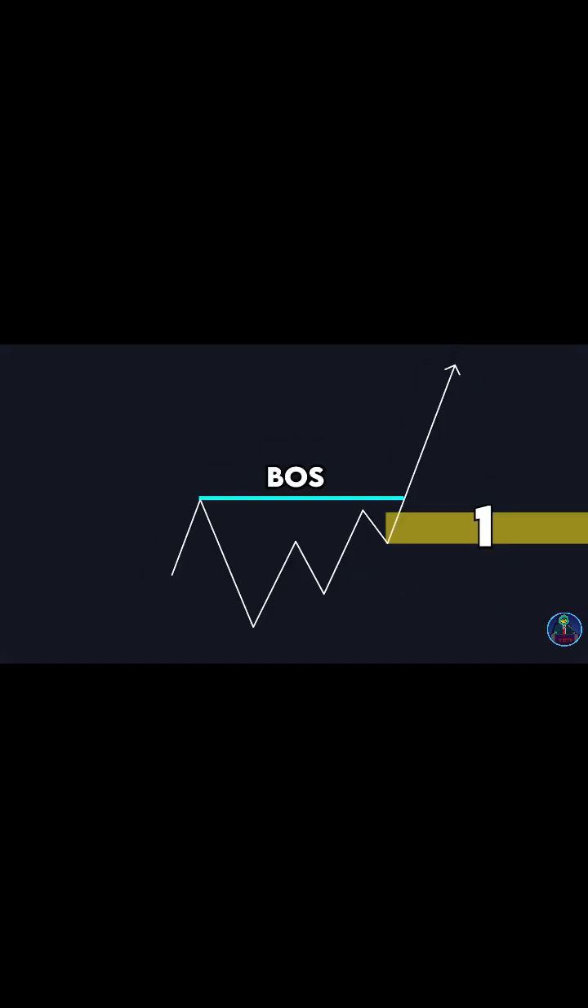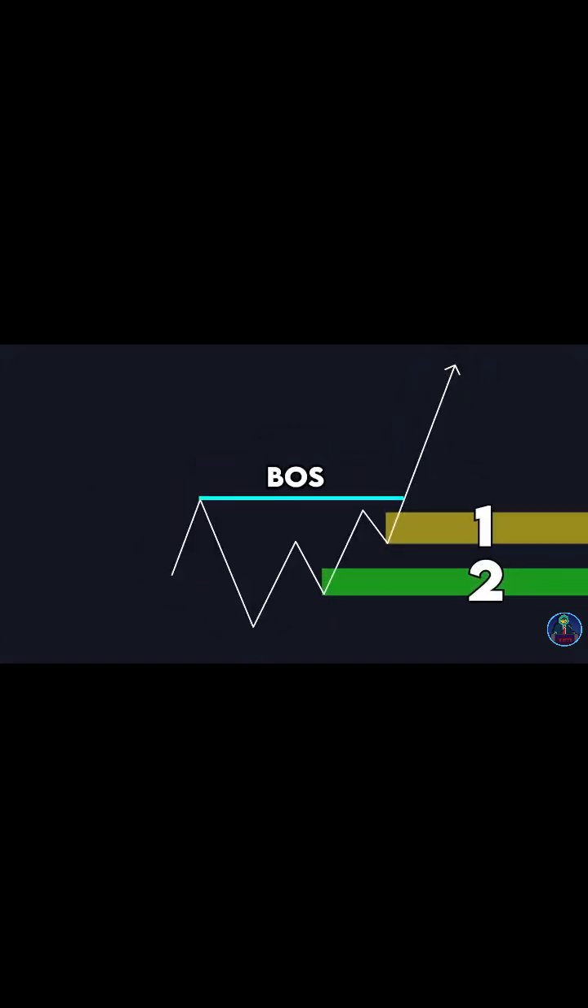While zone 1 was the zone that actually had the institutional backing, giving it the power to break the previous high. So in this example, despite zone 1 being the higher demand zone, zone 1 is actually the stronger zone and is the one we would choose to enter a trade.